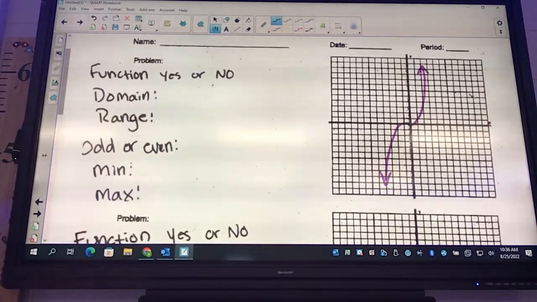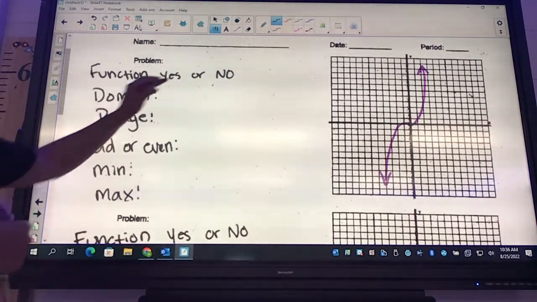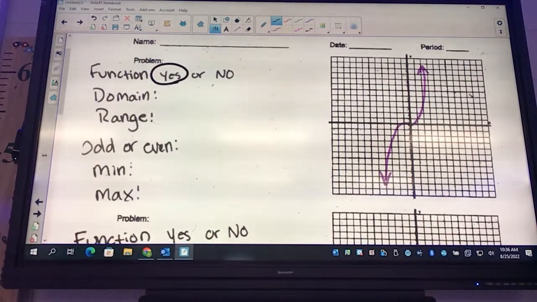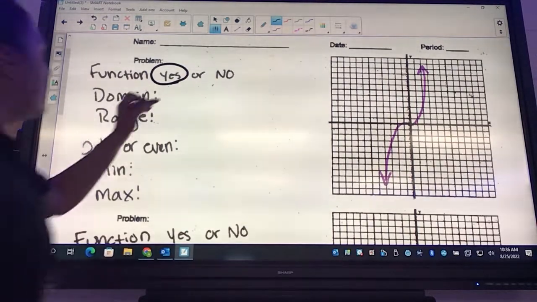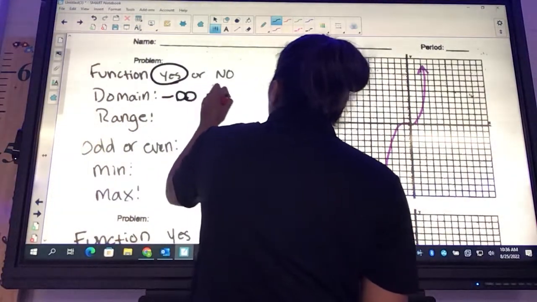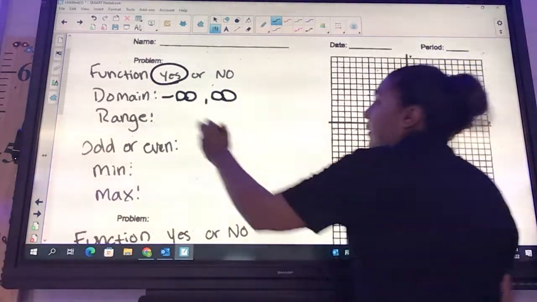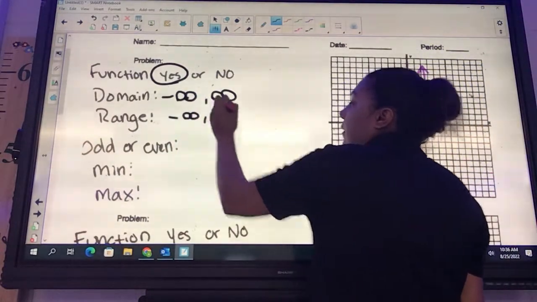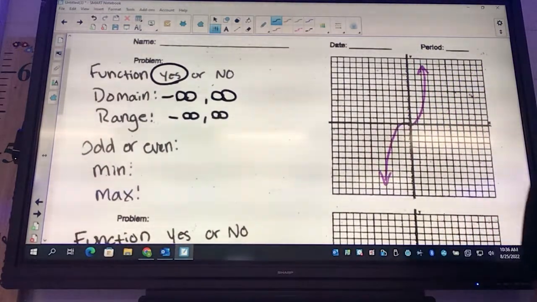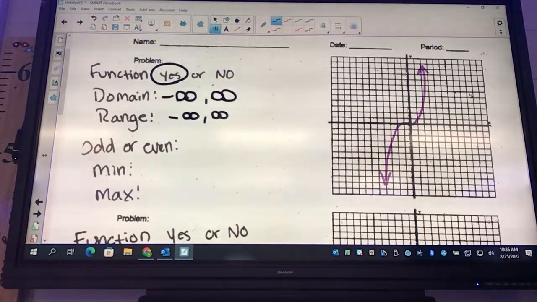Okay, number 4. Is this a function? Yes or no? Yes. Okay, what is the domain? Negative infinity to positive infinity. Good. The range. Negative infinity to infinity. Good. Is this odd or even? It's odd. Good.